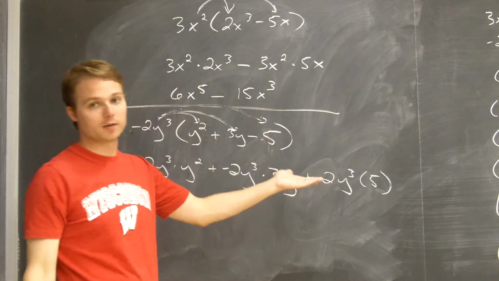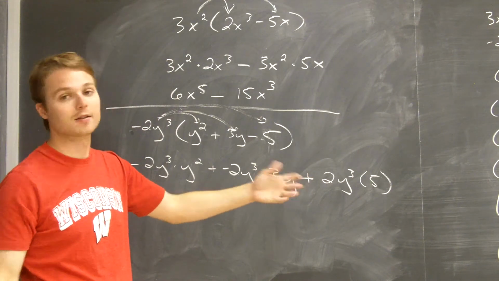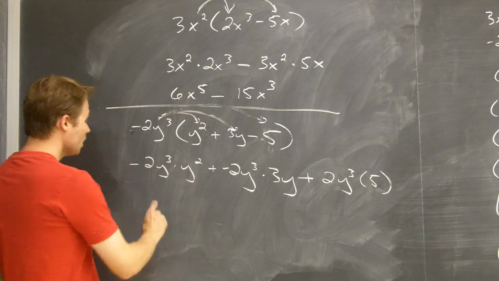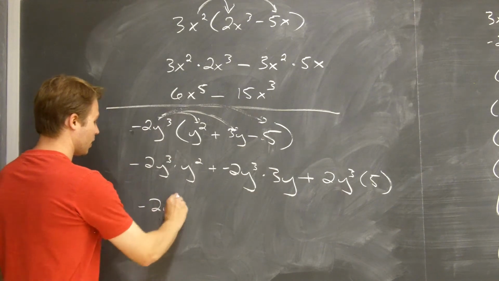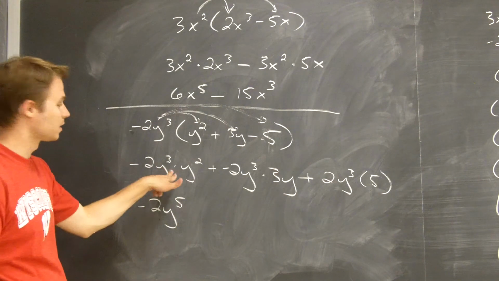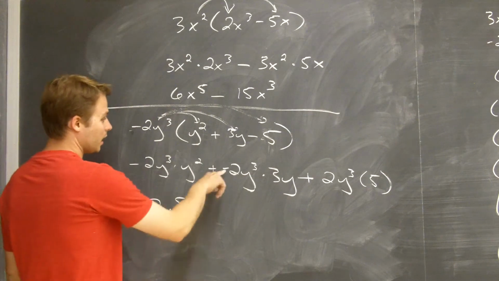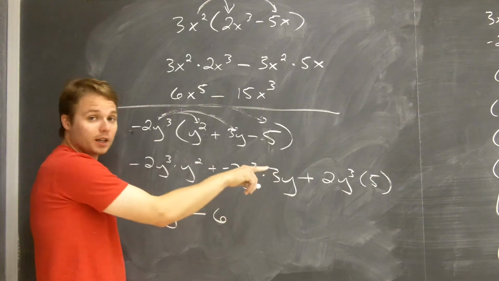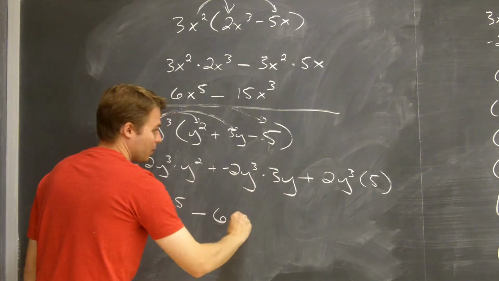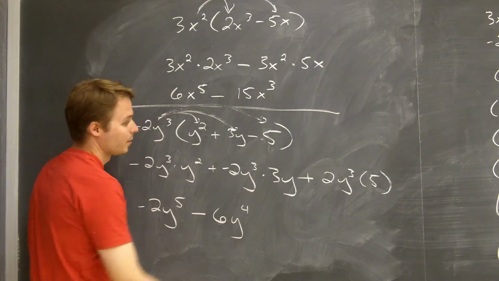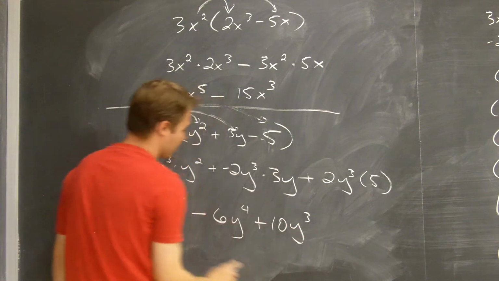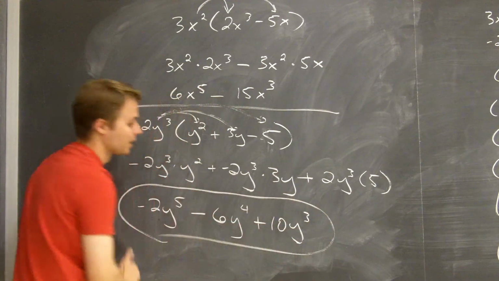Or this step, if you wanted to write negative 2y cubed times negative 5, that would work as well. You'll still end up with a plus at the end. So this will be negative 2y to the 5th. Again, I'm adding exponents because I'm multiplying these two. Negative 2 times positive 3, this will be minus 6, and then y cubed times y to the 1st. 3 plus 1 is 4, so y to the 4th. And then 5 times 2, of course, is 10. And then the y cubed has nothing to combine with.